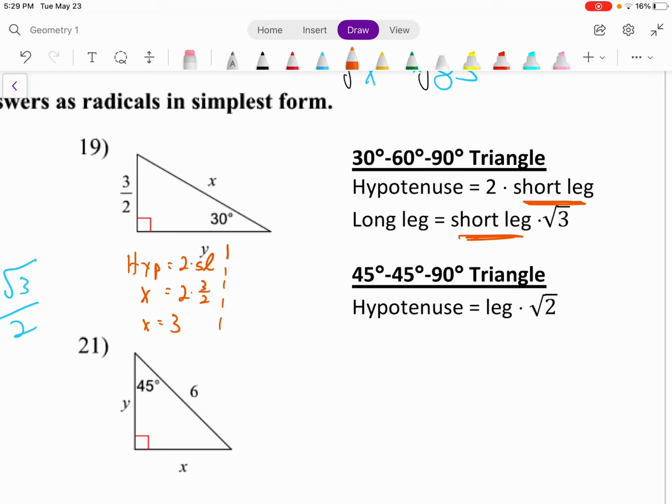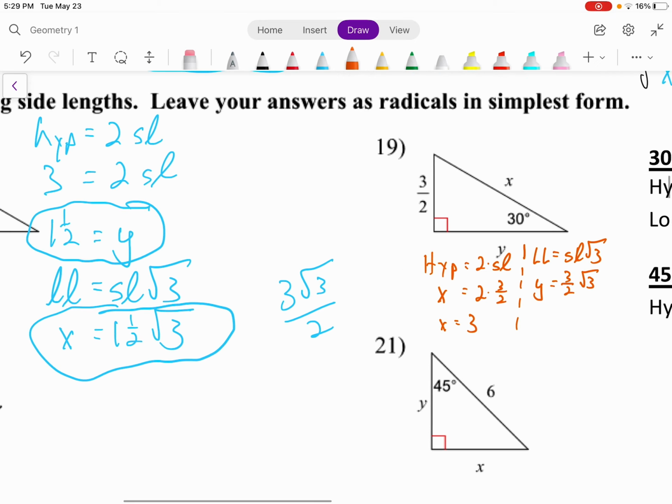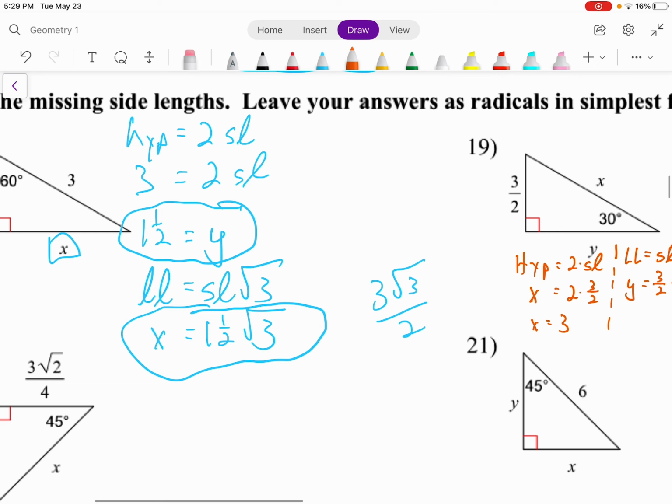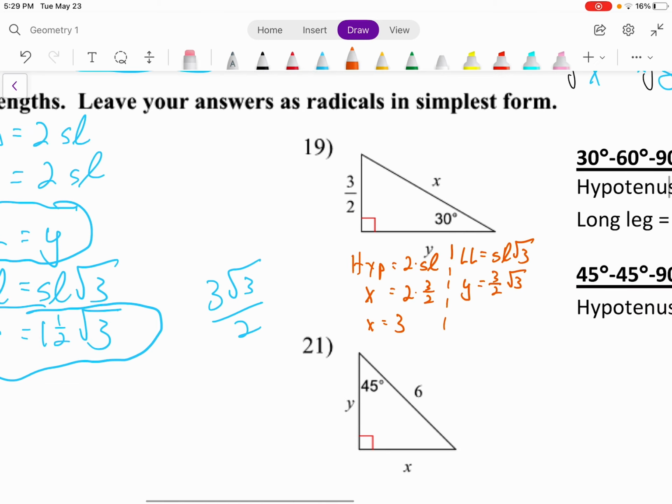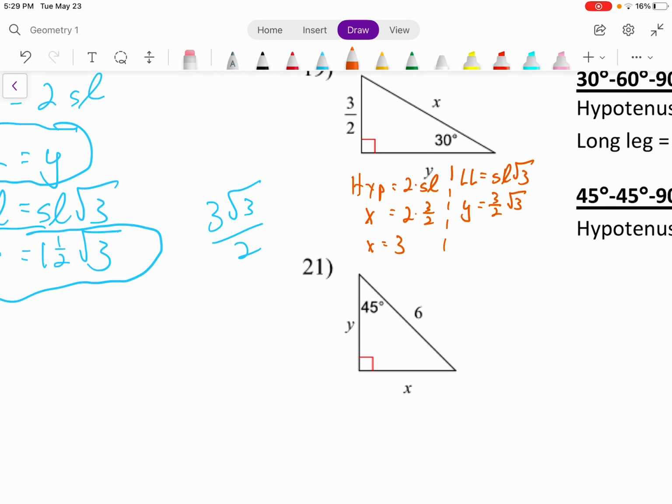And then we know the long leg equals the short leg times the square root of 3. Well, the long leg is y, and that equals the short leg, which is 3/2 times the square root of 3. And we're done. In fact, number 18 and number 19 are the exact same triangle. I apologize for putting the same thing on there twice.